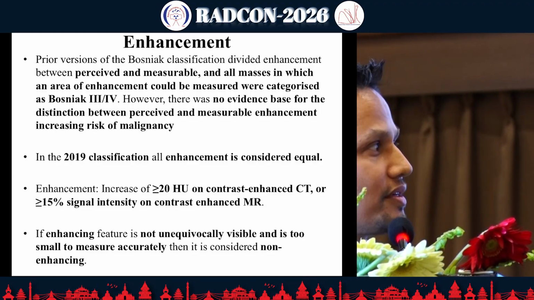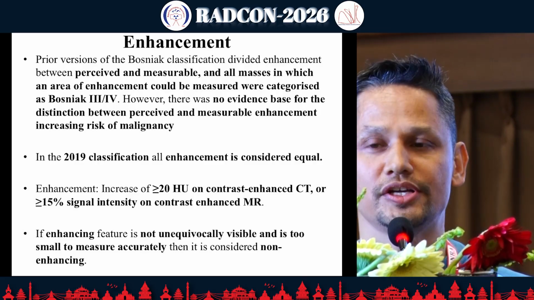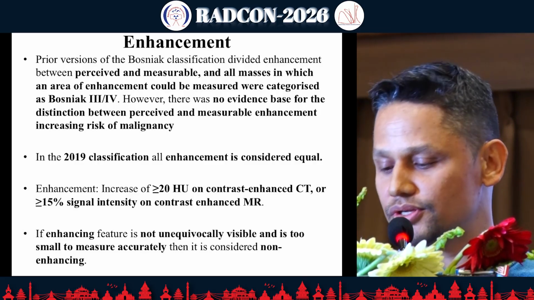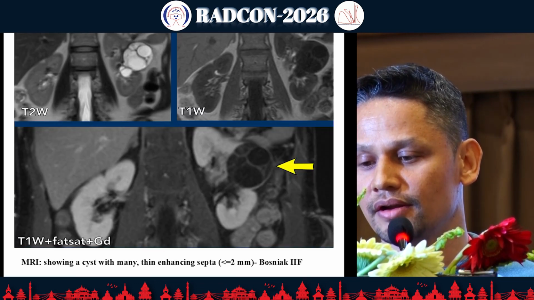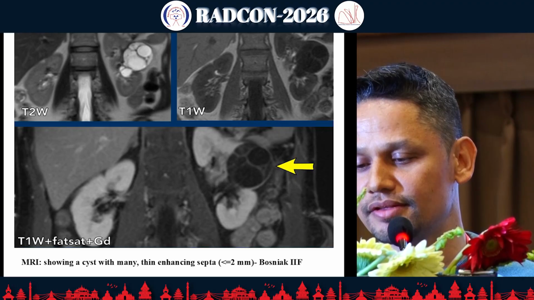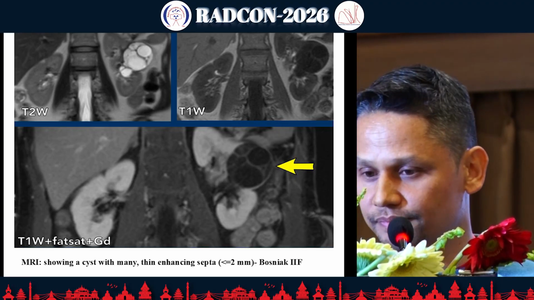So if enhancing features are not clearly delineated and the lesion is very small to characterize, then it is considered non-enhancing. So in these MR images, we can clearly see there are multiple, more than 4, enhancing septa, but these are thin, so we categorize this as 2F.